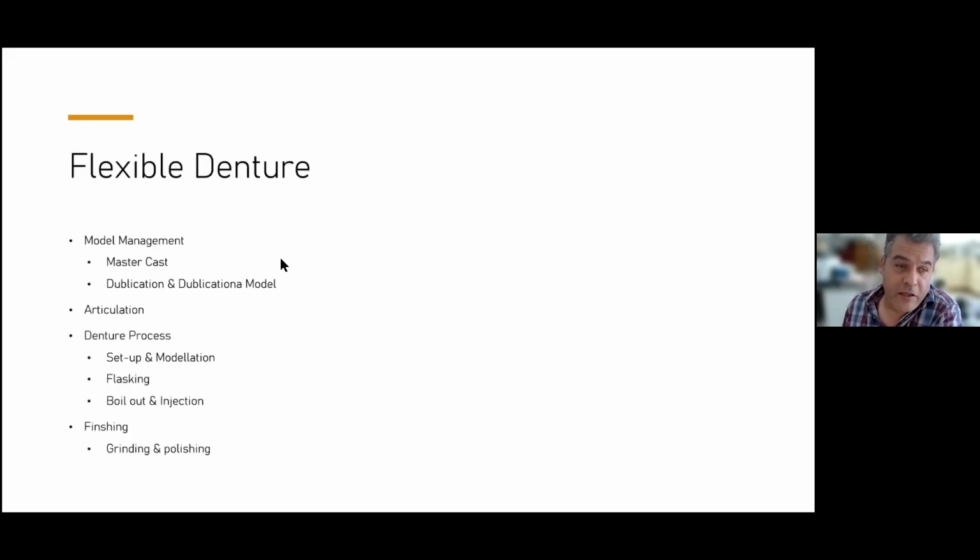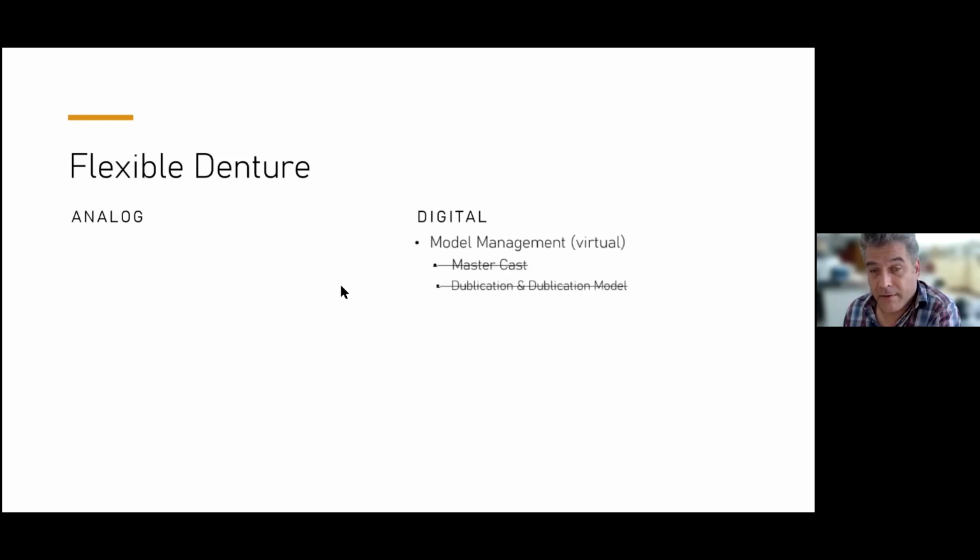The flexible denture we also have in the analog way, the model management, the mastercast. So duplication, normally it's a duplication model. We have an articulation, we set up everything, we do the modulation, flasking, boil out, injection, and after polish. It's very time consuming, and if something is not working out, you normally start from the beginning again.